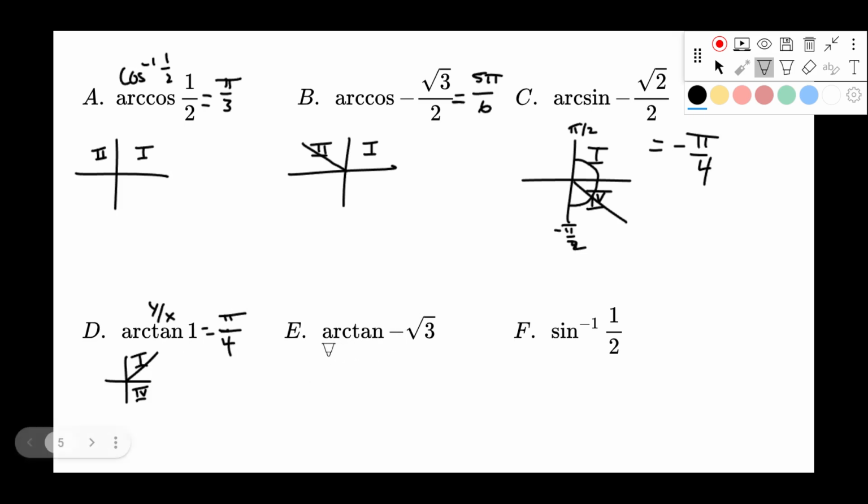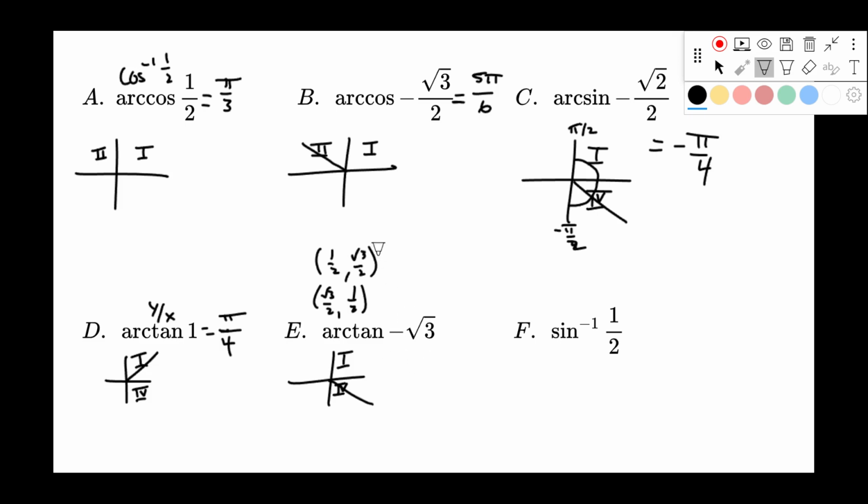Arctan of negative root 3. All right, so arctan. Arctan lives in quadrants 1 and 4 again. So my answer is going to come from quadrant 4 because it's negative. Now, when I do arctan, here's what I do, to be honest with you. It's got a root 3 in it, so it's got to be one of two potential points. It's got to either be 1/2, root 3 over 2, or root 3 over 2, 1/2. The question is, which one, when you divide y by x, will give you root 3?